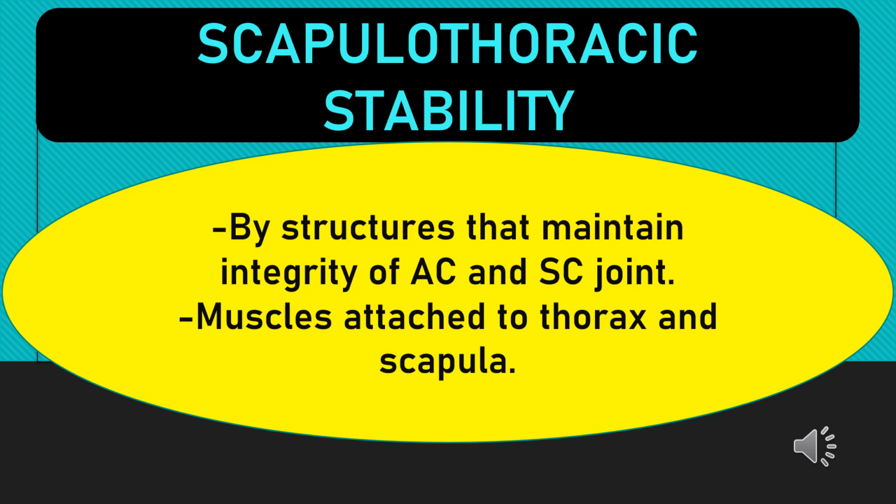So now let us see how the scapulothoracic joint is stabilized. Basically it is stabilized with the help of the SC and AC joints. It is the integrity of the SC and AC joints which helps in stabilization of the scapulothoracic joint. And very important, the muscles which are attached to the thorax and scapula will be helping in the stabilization of the scapulothoracic joint.